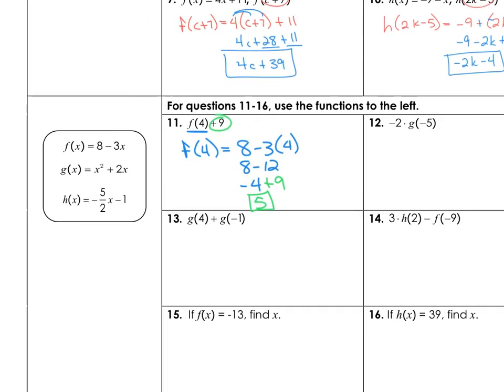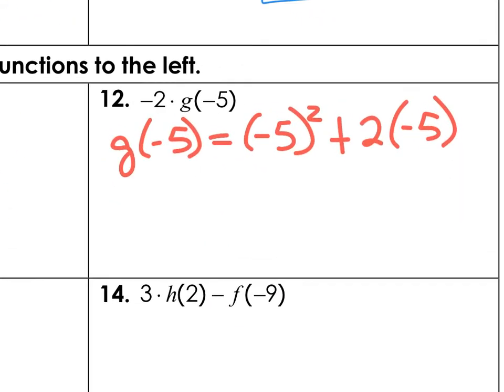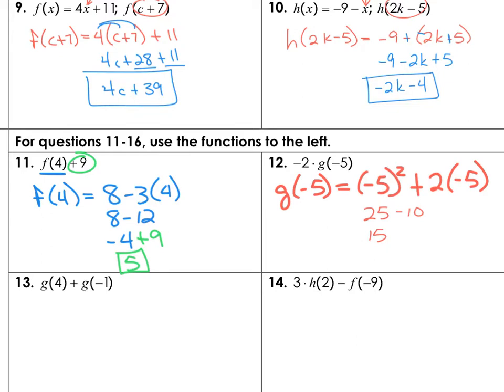Okay? Number 12, you're going to have to multiply. But we're still going to do g of negative 5 first. So g of negative 5 means that it's going to be negative 5 squared and then plus 2 times negative 5. All right, so if I simplify this, that's going to be 25 minus 10, and 25 minus 10 is 15. Now, that doesn't take into consideration this negative 2 that I had out on the outside there. So I'm going to have to multiply that times negative 2. And when I multiply that times negative 2, I get a negative 30.